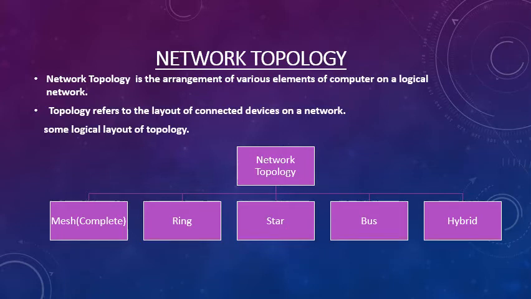So, arrangement of computers and other devices is known as what? Network topology. Some network topologies are, first one is complete topology, ring topology, star topology, bus topology and hybrid topology. Let's see one by one.